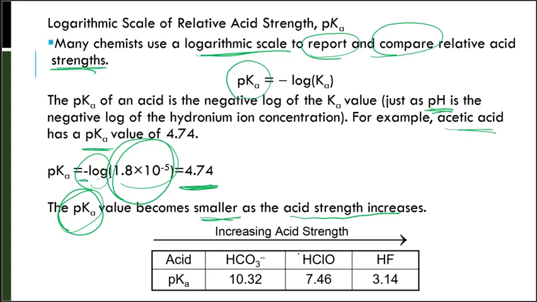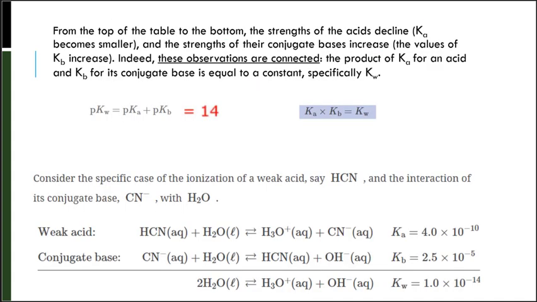So if I looked at HCO3 minus, HClO, and HF, this is my smallest pKa value, and it is the strongest weak acid of these three. Here's some more relationships we can look at.